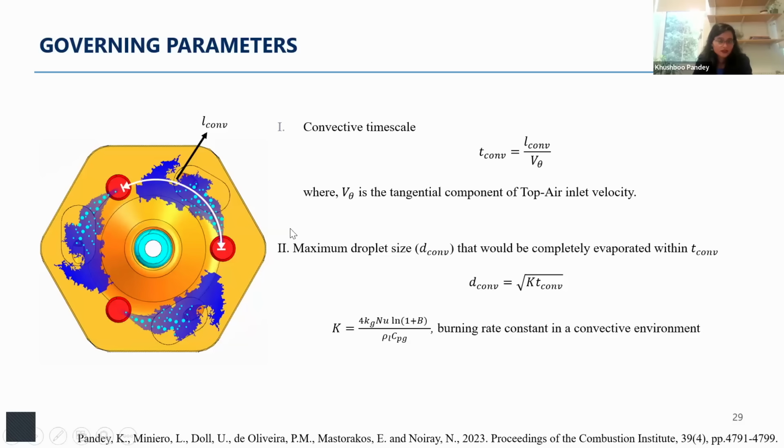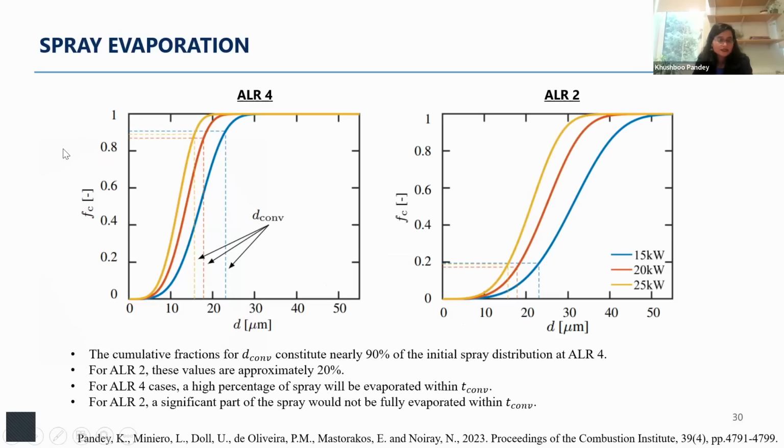The second characteristic length scale would be our maximum droplet size, which essentially governs what is the minimum size and what is the maximum size that would be evaporated between these two atomizers. If we calculate that for ALR4, the convective diameter that would be evaporated between the two atomizers is around 90% of the initial spray distribution, which means when we are operating at ALR4, essentially 90% of the spray would be evaporated between the two atomizers. But when we have ALR2, the respective convective diameter is only 20%. So between the two atomizers, not all of the evaporation would take place.